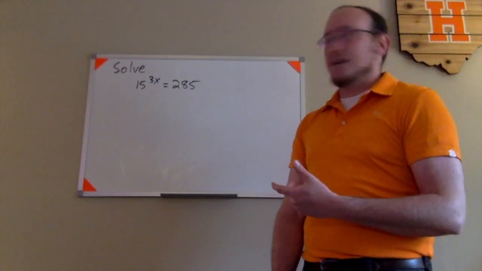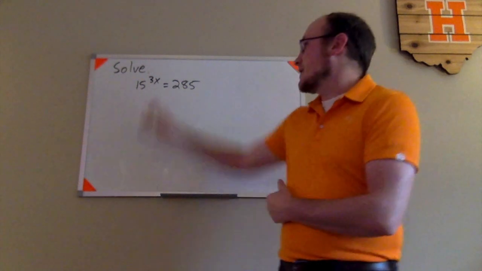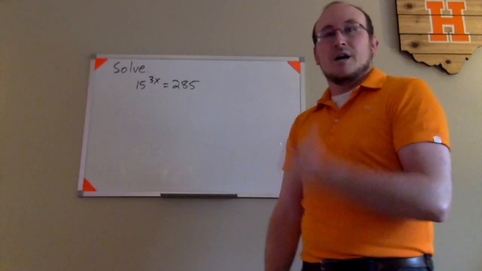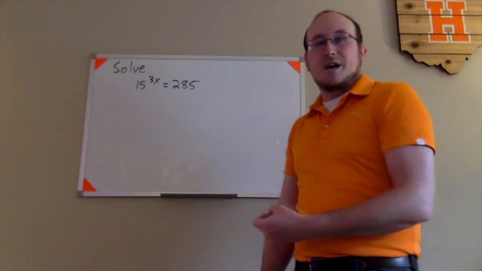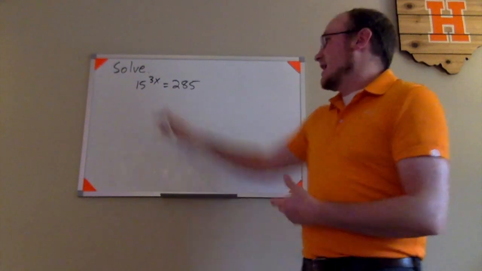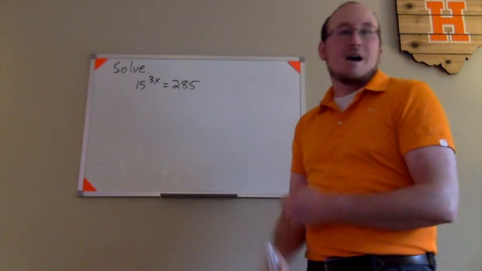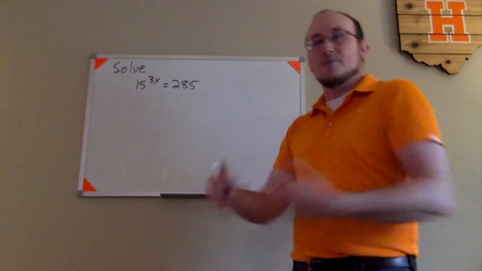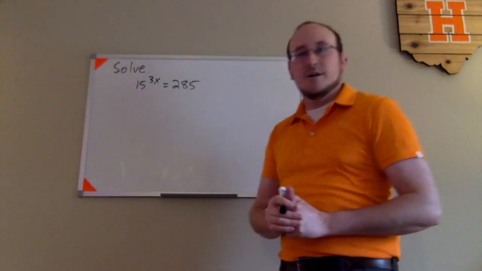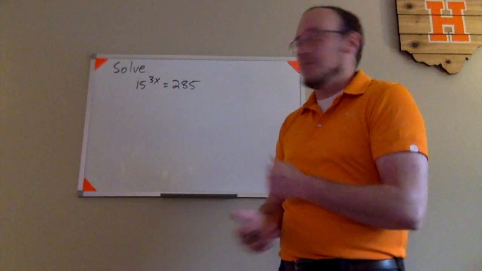In this example, we're going to look at how to solve an exponential equation. Again, the variable is in the exponent, where we cannot write both sides using a common base. 15 and 285 cannot be written as the same number to different powers. It's not going to work here. So that approach doesn't quite help.